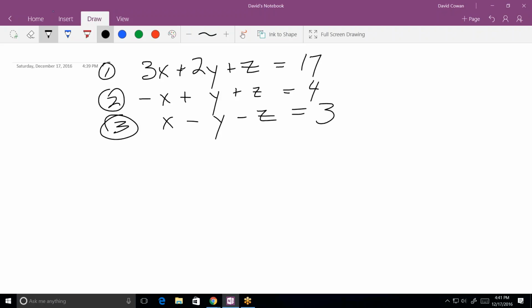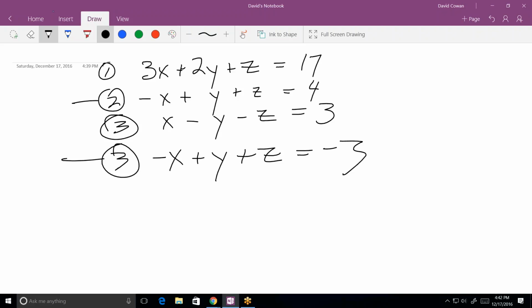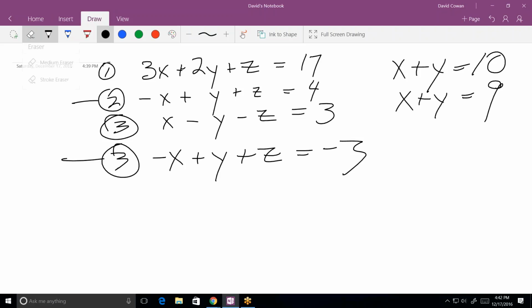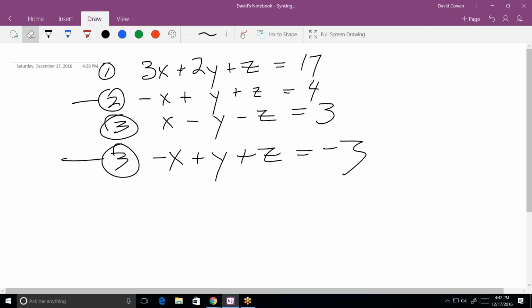This has no solution. In other words, I can rewrite 3 to say this. If I multiply both sides by -1, I get this. Well, the left side of 2 is the same as the left side of 3, and the right side's different. That's impossible. You cannot have x plus y equal to 10 while at the same time saying x plus y is equal to 9. Can't happen. So immediately, by recognizing that, you don't have to do any more work. There's no solution to this, which is a little unfortunate.